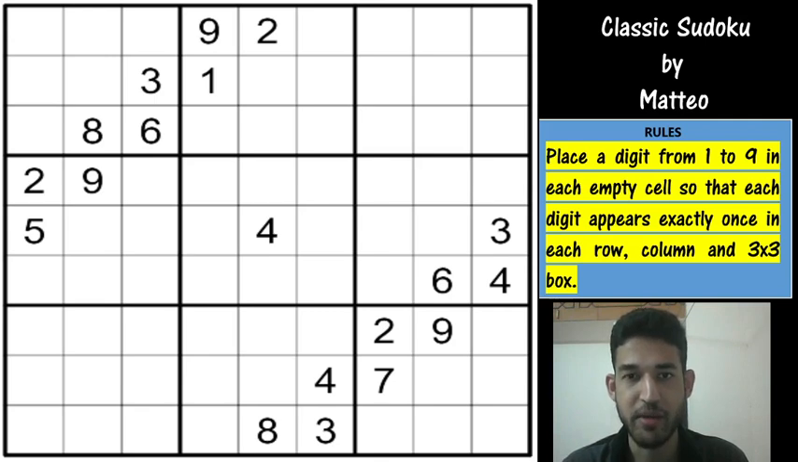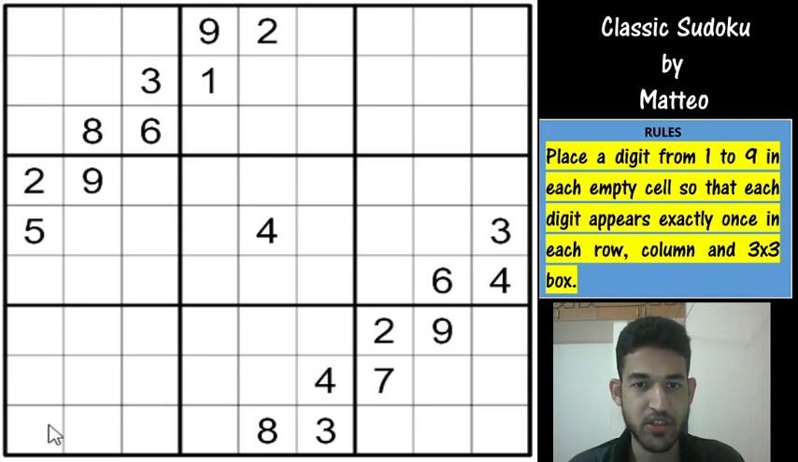This Sudoku is created by Matteo. And let us start solving the Sudoku. Seems to be a very interesting one. And if you want to try the Sudoku out yourself, please play it from the online solving link given in the description of the video. The rules are simple. Each row, each column and each 3x3 box will have digits from 1 to 9 without any repetitions. So let us start the Sudoku.